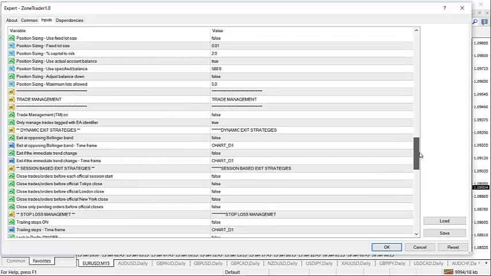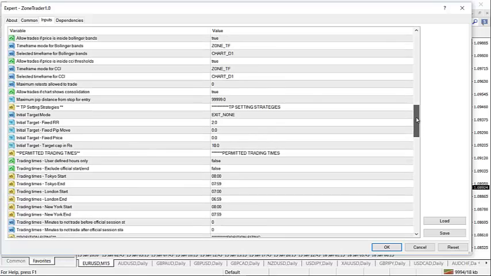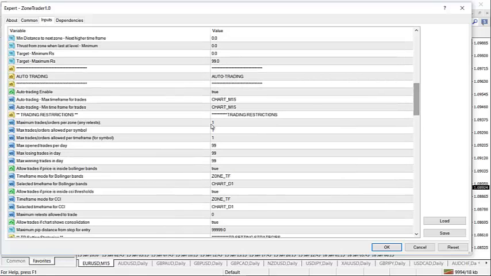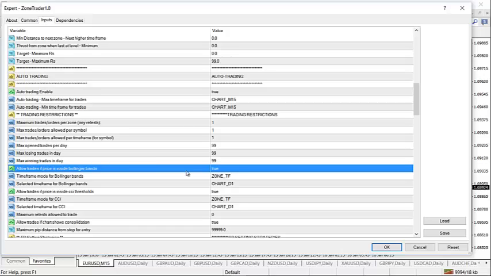Just scroll up a little bit further again and back to the trading parameters. So allowed trades if price is inside Bollinger Bands is currently set to true. Obviously if you only want it to trade when price goes above the upper band or below the lower band, then you turn that to false.